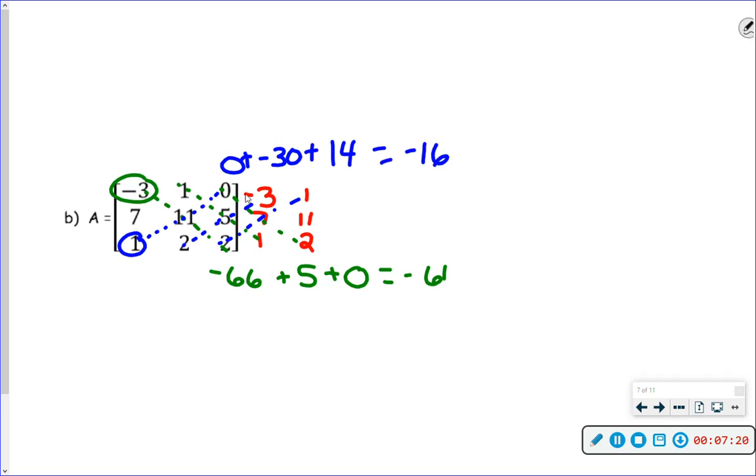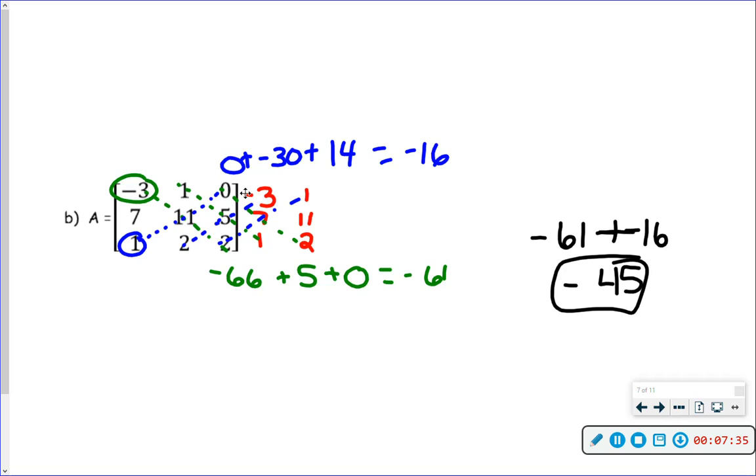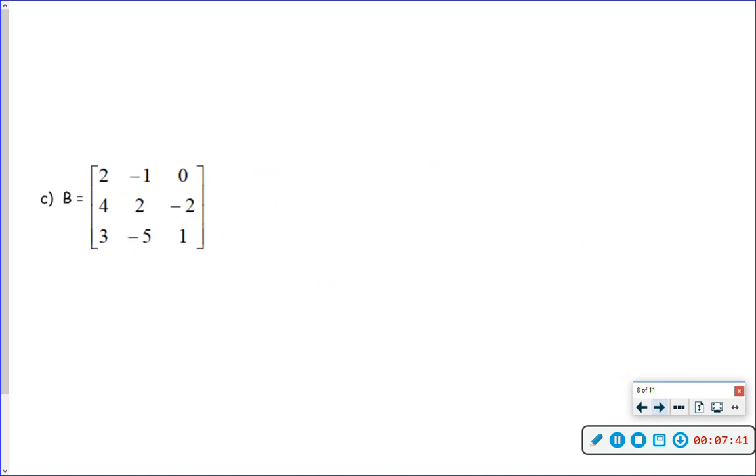Now, just like on the 2 by 2s, subtract. So I'm going to do negative 61 minus negative 16. Final answer, negative 45. Any questions on that? And like I said, you're probably like, why are we doing this? You'll see the applications in the next section. We can do a little geometry with some of this. All right, one more by hand to practice.